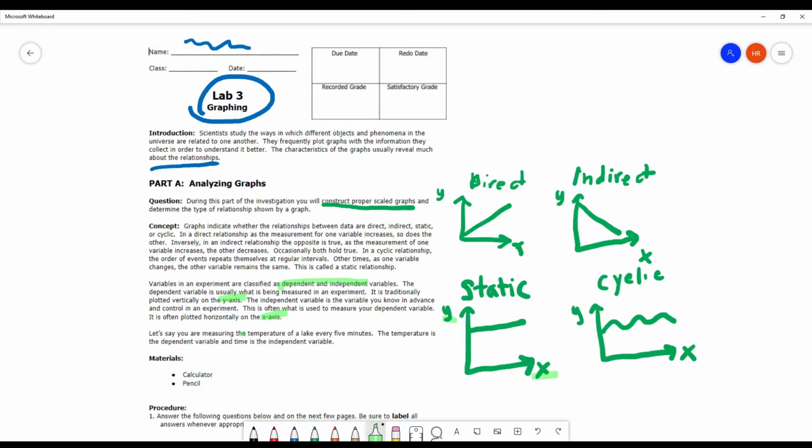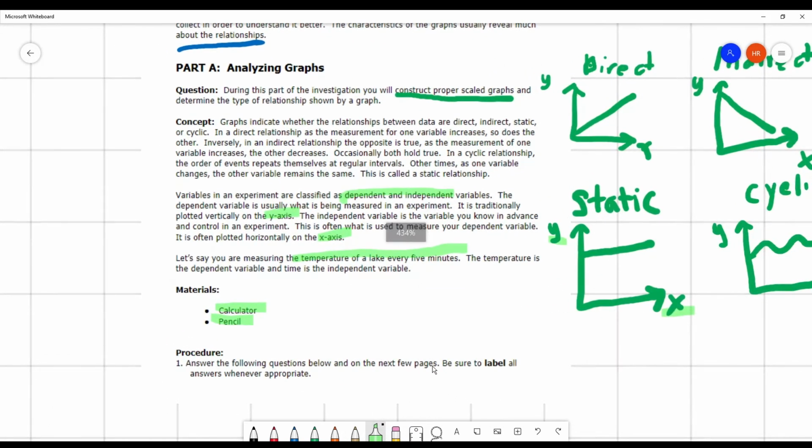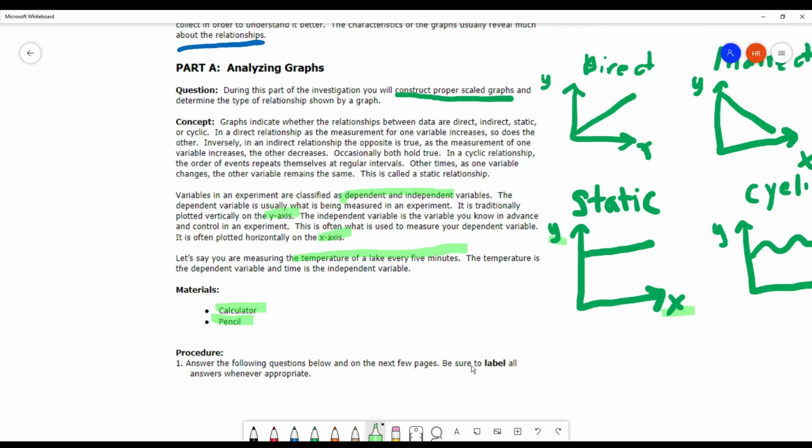So if we take the temperature reading of a lake every 5 minutes, temperature depends on what time we take it. So temperature is the dependent variable and time is the independent variable. Time would happen even if we didn't take our experiment, but we only know the temperature because we're doing the experiment. For this lab, you're going to need a calculator. You can just use a phone calculator, that's fine, or the one built in on your Chromebook, and a pencil to graph with. And you're going to answer questions on the next few pages and label your answers when appropriate with things like units. Alright, that's the introduction, and I will show you how to do part A in just a minute.